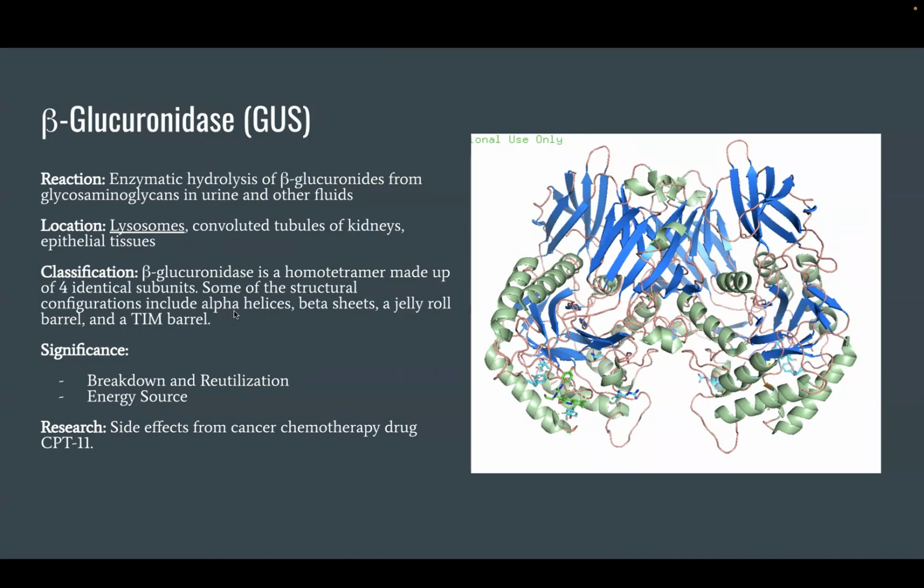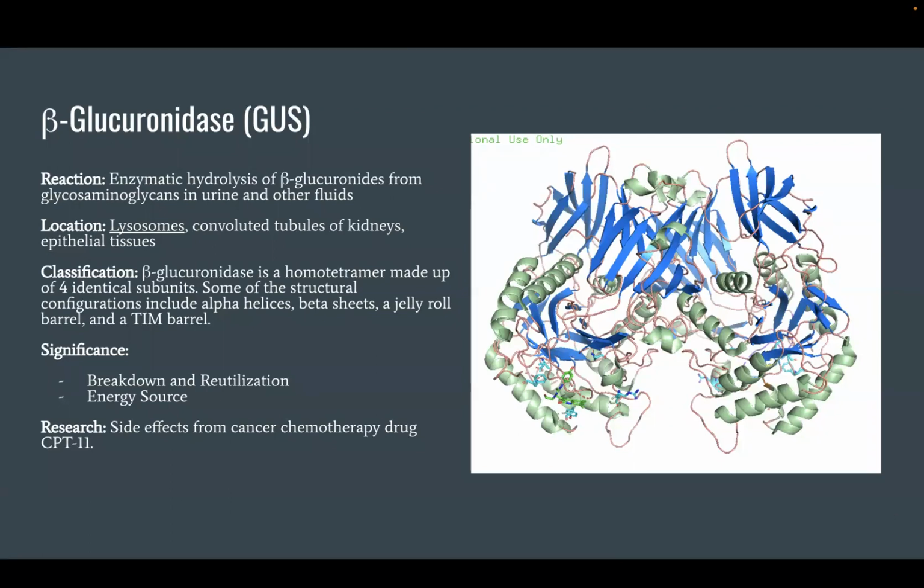Some classification of our enzyme is that it's a homotetramer made of 4 identical subunits. Some of the structural configurations shown in our image on the right include alpha helices, which are shown in green, and beta sheets, which are shown in the blue arrows. Our enzyme also contains a jelly roll barrel and a TIM barrel.